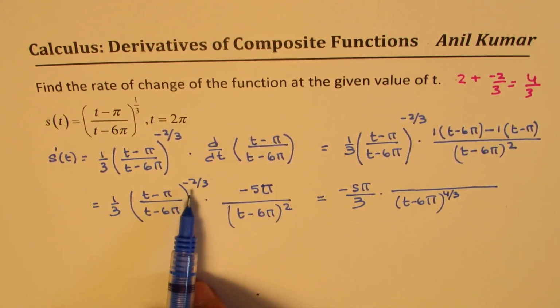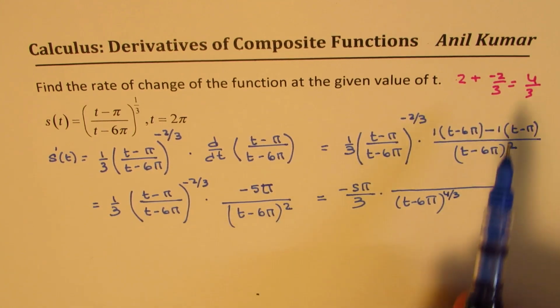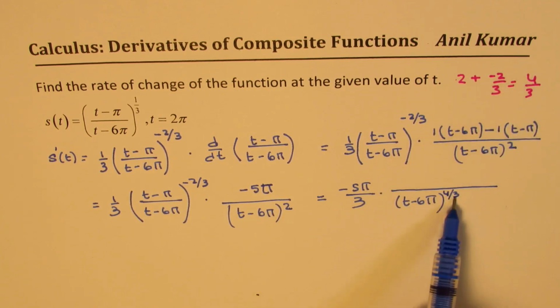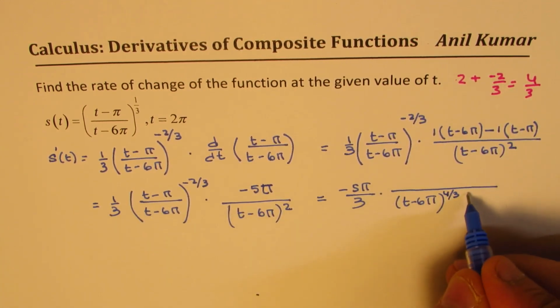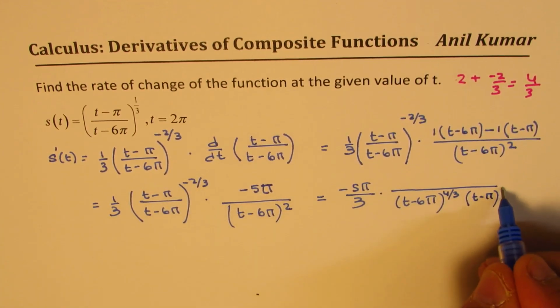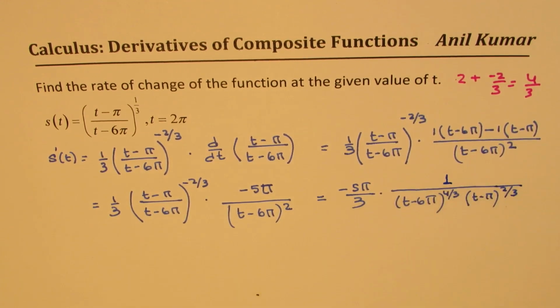2 minus, because minus 2 over 3, right? So when you do that, 6 minus 2 is 4, you get 4 over 3. The other power here is t minus pi. It can be written in the denominator as 2 over 3. Is that clear to you? And the numerator is 1. So that is what we wanted to do.